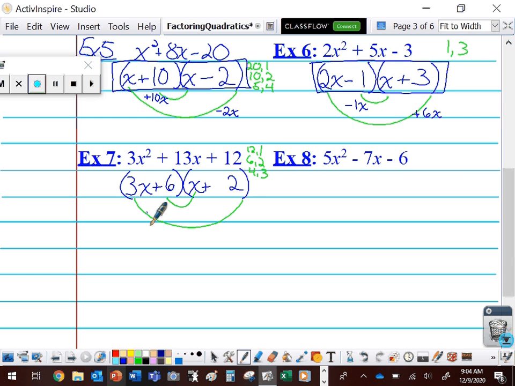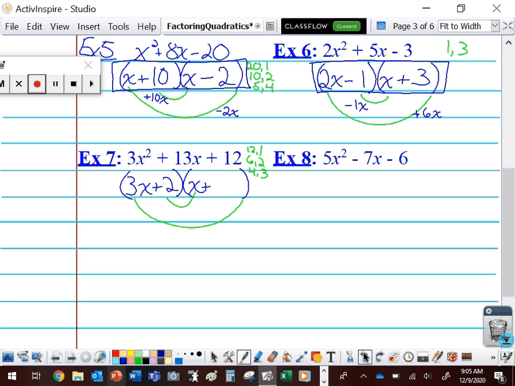On the outside, 3x times 2 is 6x. On the inside, 6 times x is 6x. 6x plus 6x doesn't give me 13x. So we're still not there, but we're getting close. Let's try switching them around. 2 and 6. On the outside, we get 18x. On the inside, we get 2x. Well, if I add 2x and 18x, that gives me 20x. So those aren't the right numbers either.